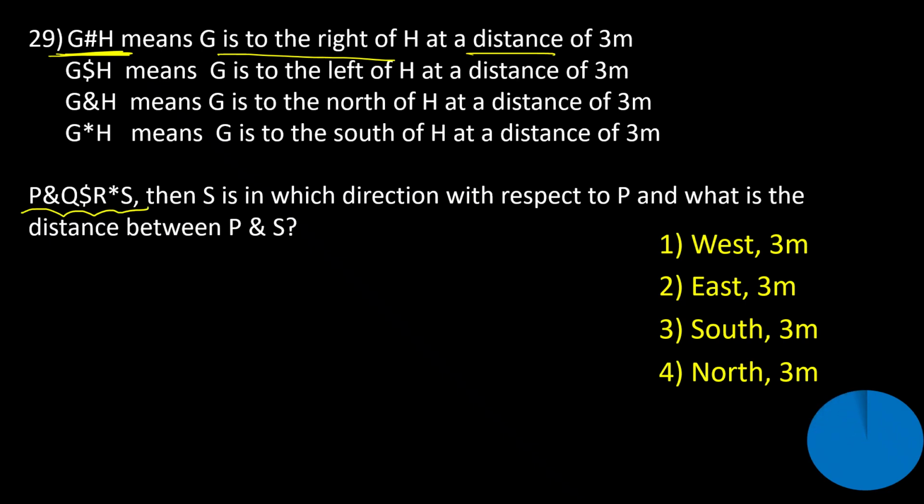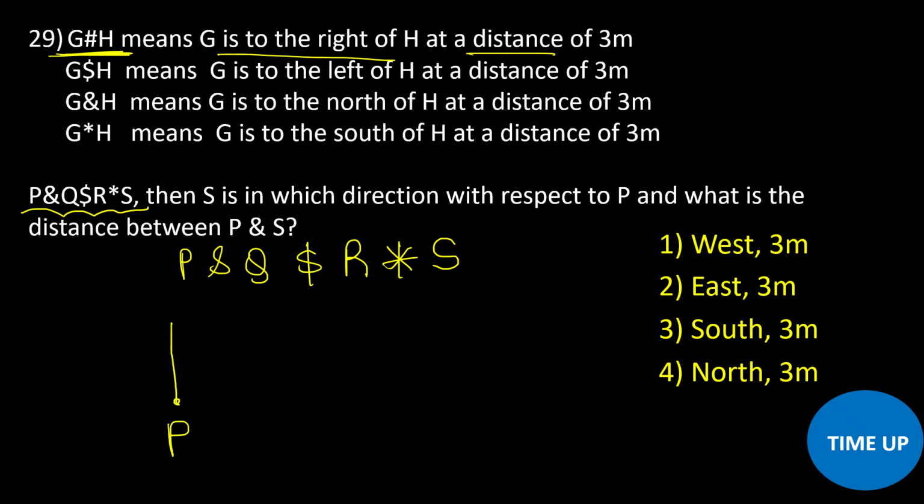P and Q, $R, R asterisk S. So what have they given? P and Q means P is in the north of Q, sorry, P is in the north of Q. By how much distance? 3 meter.